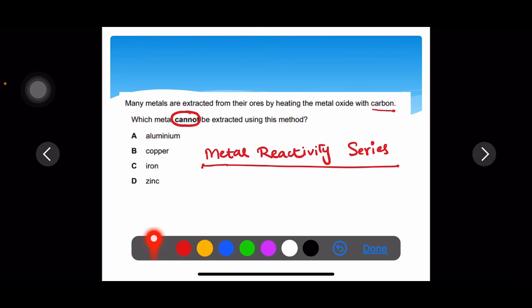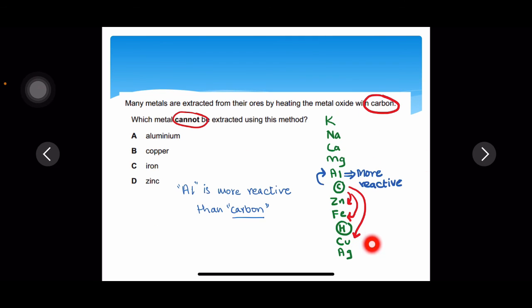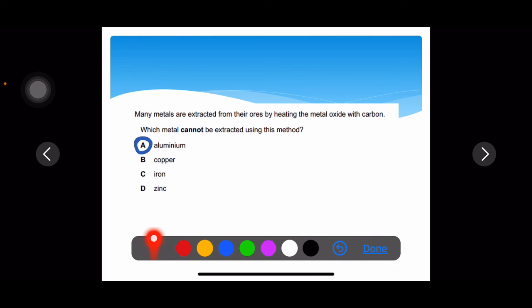So look at the reactivity series. These are the metals arranged in the reactivity series. Here you can see carbon, the aluminium is above carbon, and the other ones are copper, iron, zinc. All are below carbon, so they can be extracted this way. Aluminium cannot because aluminium is more reactive than carbon. So option A is the correct answer.